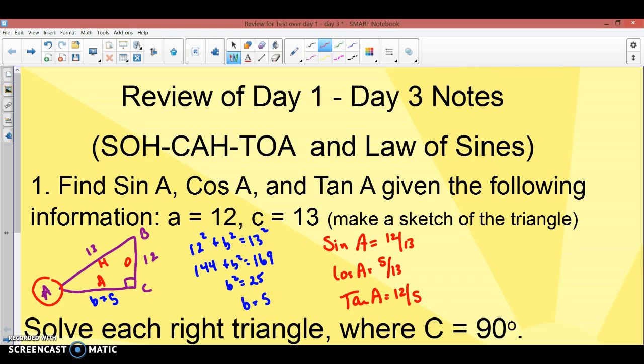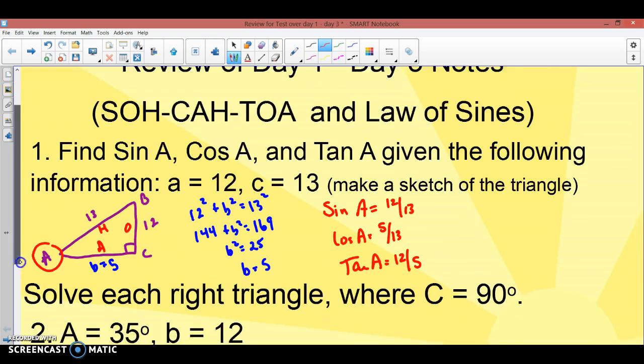And then now that we have all the sides, we're going to start at the angle and see how the sides relate. So 12 is across from it, so that's the opposite side. 5 is the leg that's next to it, so that's the adjacent. And 13 is the hypotenuse. So now our sine for angle A is opposite over hypotenuse, so 12 over 13. Cosine is adjacent over hypotenuse, so 5 over 13. And tangent is opposite over adjacent, so 12 over 5.